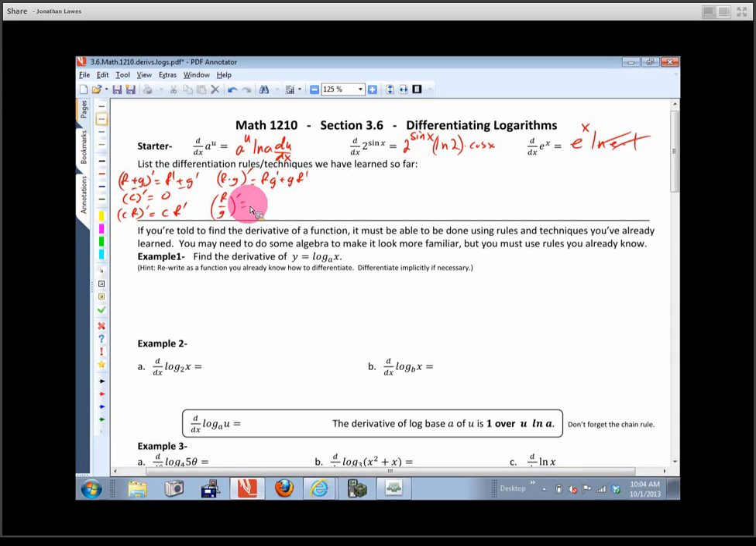It has to be in this order. It has to be the bottom times the derivative of the top. So that's going to be g f prime. Then it's got to be a minus f g prime all over the bottom squared.